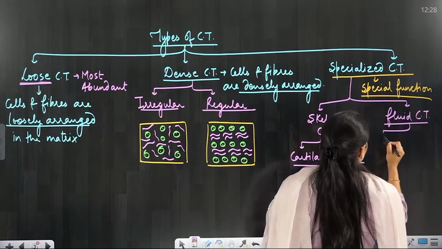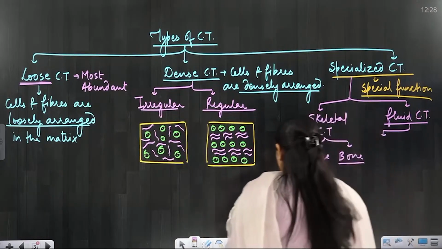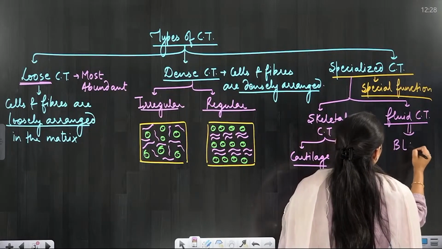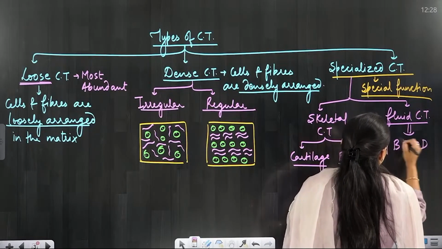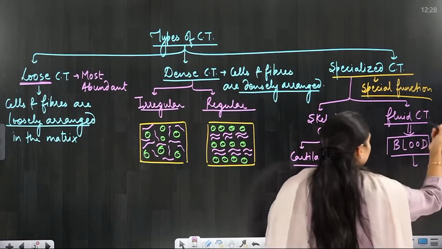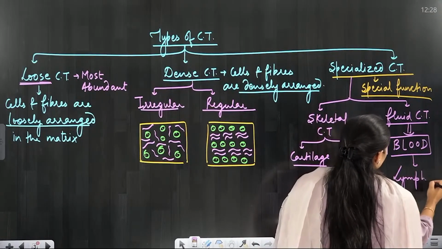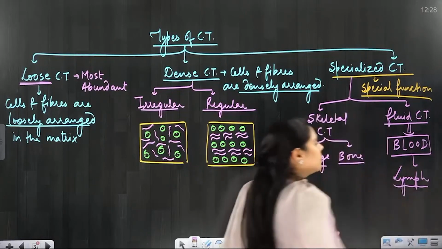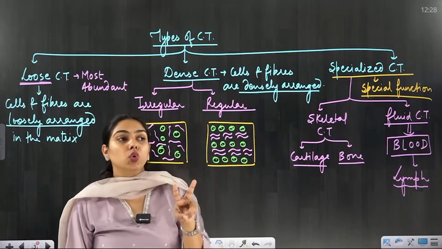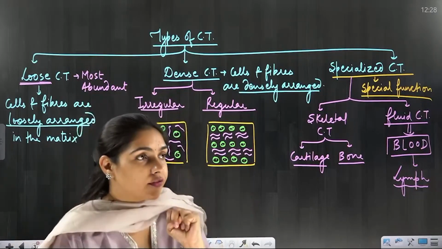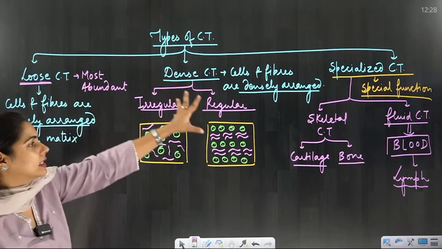Fluid connective tissue. There is one major fluid, that is blood, beta. The main fluid in our body is blood. But from the blood, one more fluid is formed, that is lymph. I will tell you how lymph is formed from the blood. So there are two total fluids in our body. One is blood and one is lymph. So now these are the types.